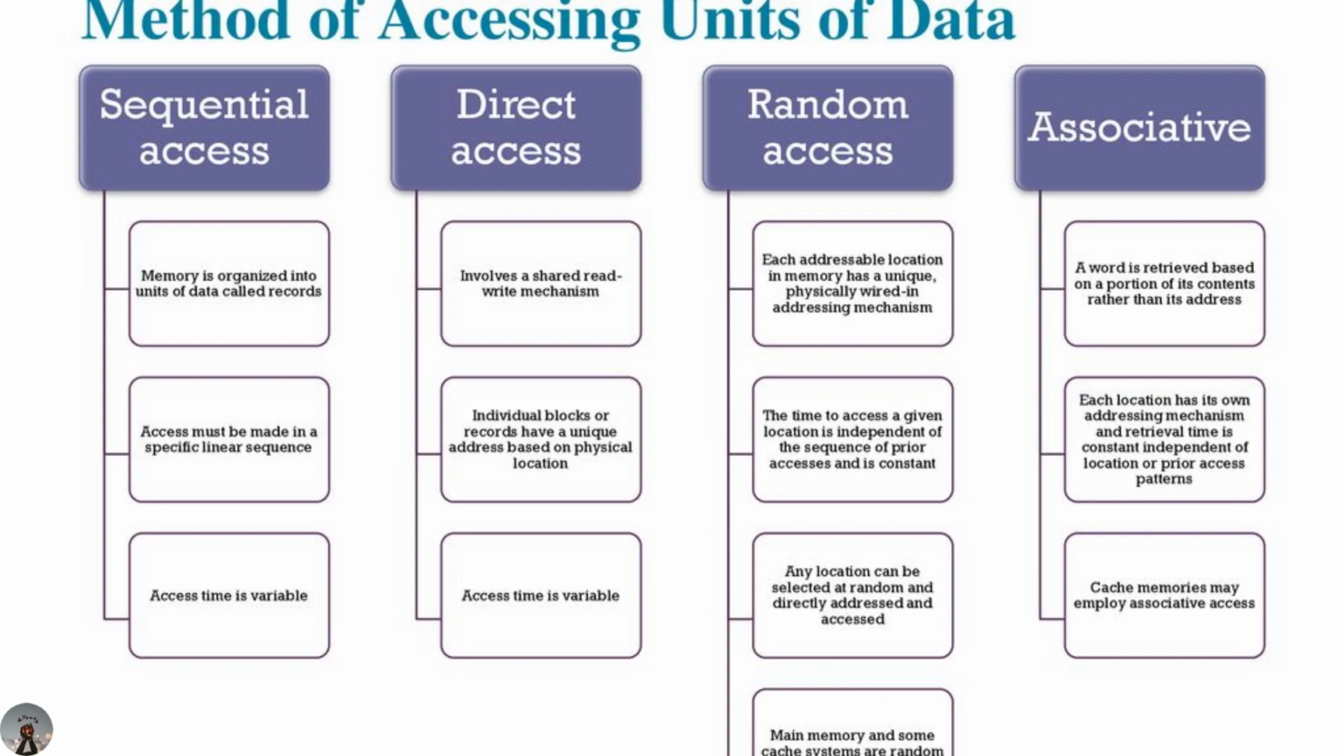It can be used in cases where the data is not too large or the specific element is not accessed frequently. In this type, memory is organized into units of data called records. The access time depends on the location of the data. So, the applications of sequential memory access are magnetic tapes and disks.